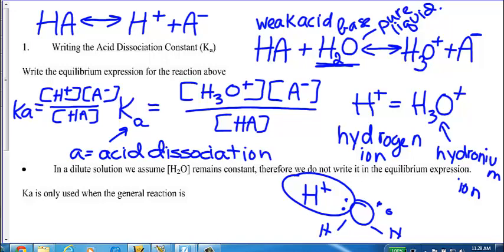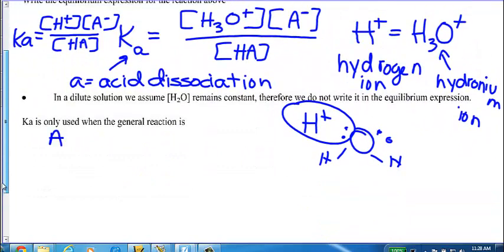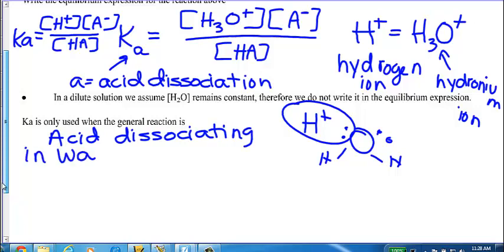Okay, so we can only use Ka for an acid dissociation, for this general reaction that we had up there. Not when you're reacting an acid with a base or anything like that.